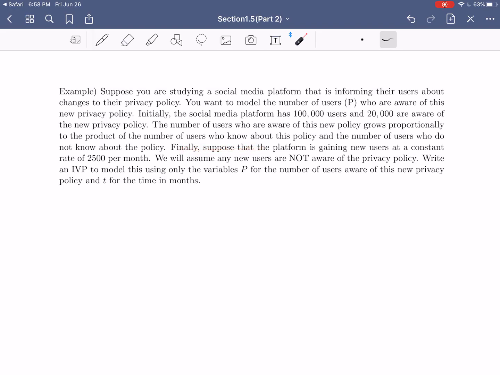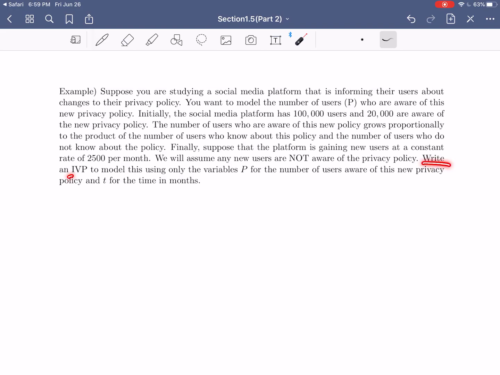Finally, we're going to suppose that the platform is gaining new users at a constant rate of 2,500 per month. So in other words, the number of people who use this platform is always increasing. We're going to make the assumption that any new users are not initially aware of the privacy policy. So anybody who jumps on and starts using this does not know about the new privacy policy.